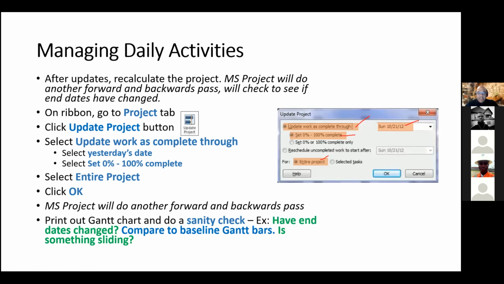And then you can print out your Gantt chart and double check it or do a sanity check, right? Ask yourself these questions. Have end dates changed? You can compare your project to the baseline Gantt chart. Is everything sliding properly? Is there anything you have to update?